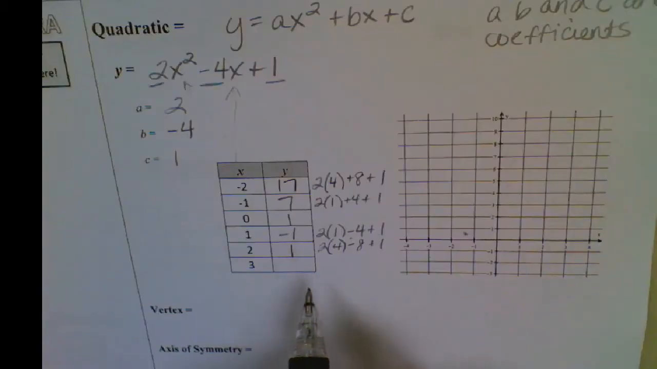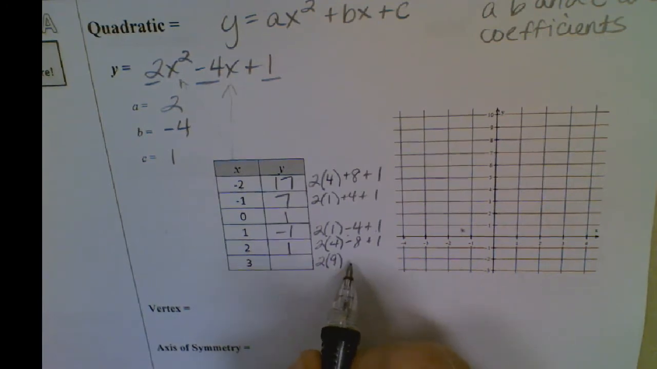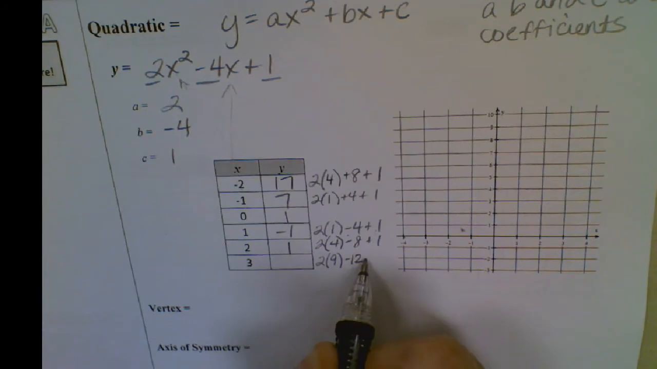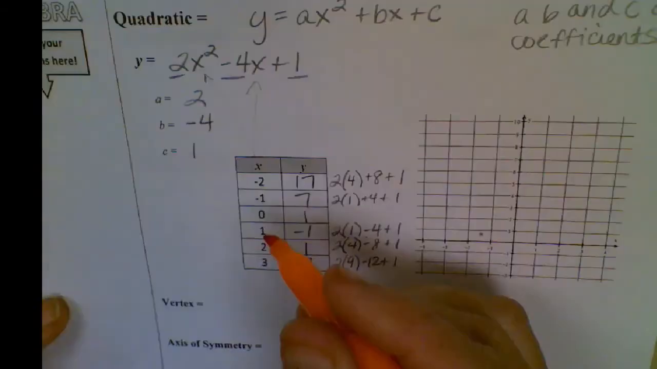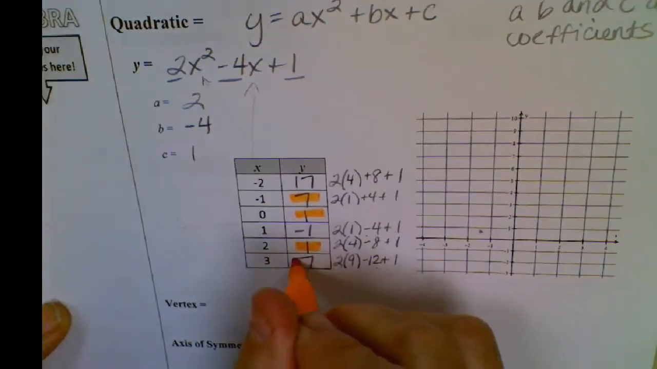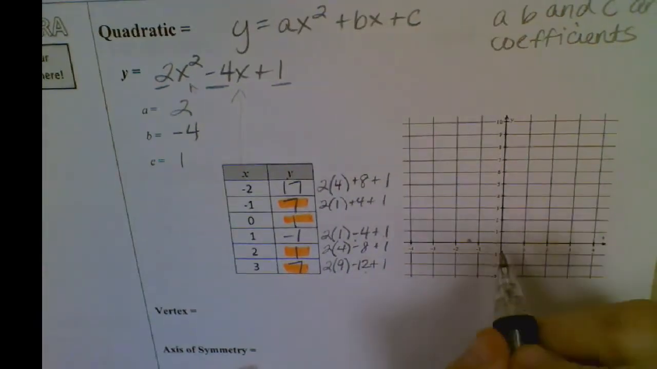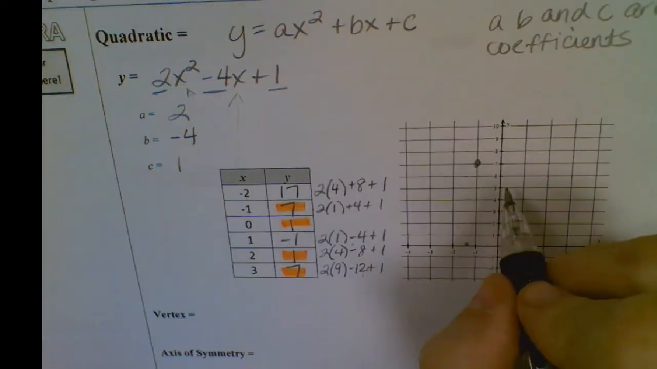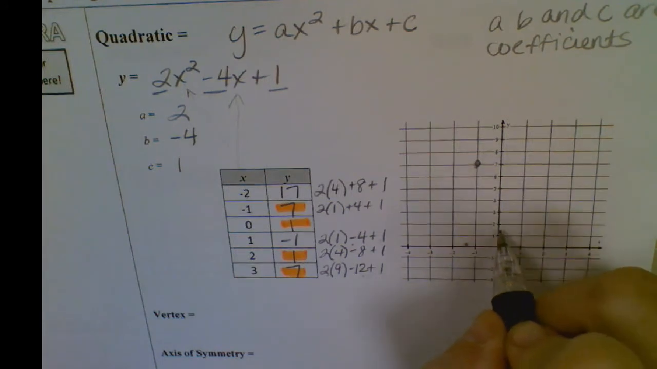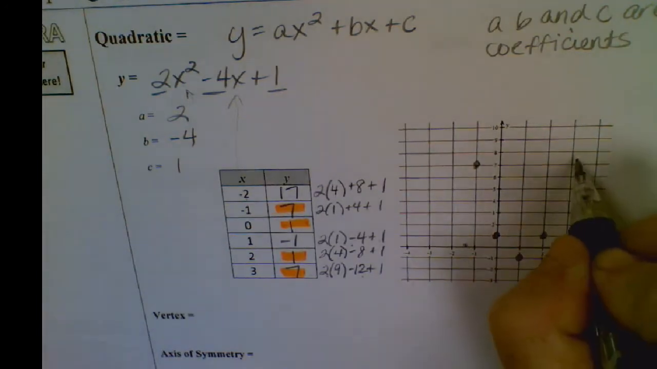Okay, and then 2 times 3 squared is 9, minus 4 times 3 is 12, plus 1. So that gives me 18 minus 12 is 6, plus 1 is 7. So remember, with parabolas, the interesting thing is that you need to have matching pairs of values. Okay, and we do have matching pairs there. So let's graph these out. So we've got, I'm going to start with that one. -1, 7, 0, 1, 1, -1, 2, 1, and 3, 7.